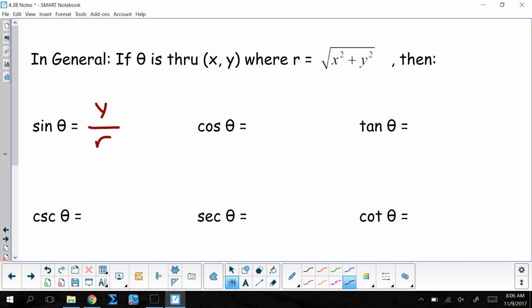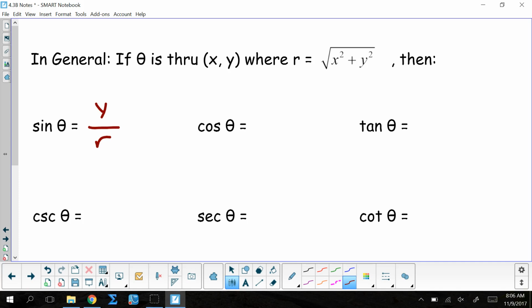Think about the unit circle for a minute. What is sine of theta on the unit circle? In a unit circle coordinate, what's sine? It's y, right? Okay. What's the radius of the unit circle? 1. So it's y over 1. Okay. So that even holds on the unit circle.